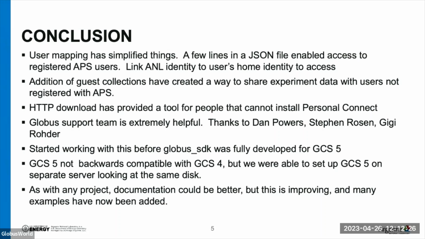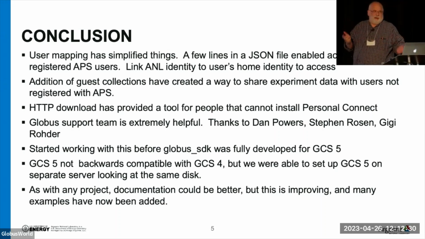So the user mapping, I think, has really simplified things. People are just going to log in, and they're going to be able to see their data. There's no dual login anymore, once they get their account linked and answer all those permission questions the first time around. The guest collections are giving us a way to share experiment data with people who are not part of the APS system. The HTTP download button, we've had a number of people asking for ever since that button appeared, and we've been trying to get it out there.